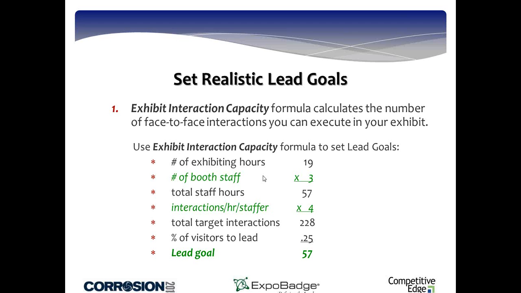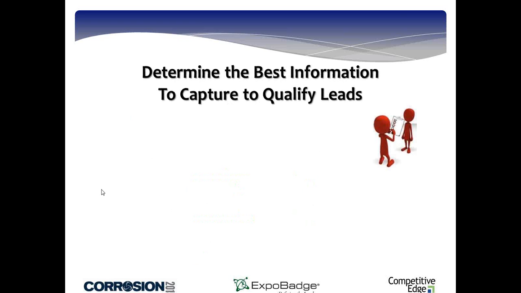It's all about real leads we're talking about. Somebody coming by and dropping their business card, that's not a lead. Somebody entering a contest, not a lead. We've defined the four criteria that make a lead. You get 57 of those, and you are going to have one of the best shows in your company's history. Okay? Set goals, communicate them with your staff, measure daily, and you're on your way to getting control over trade show lead management.